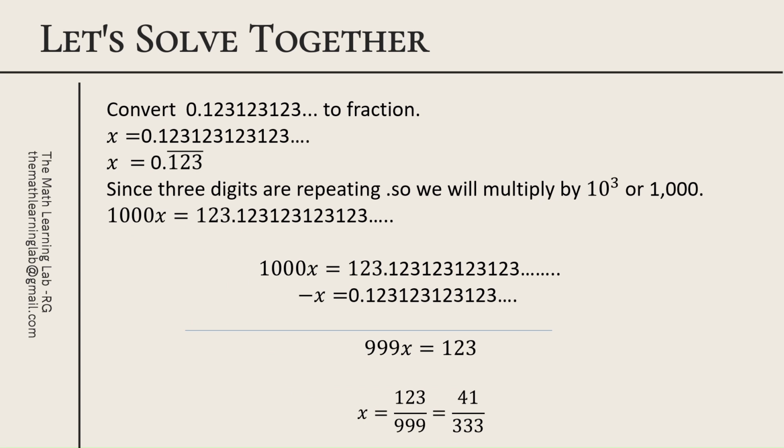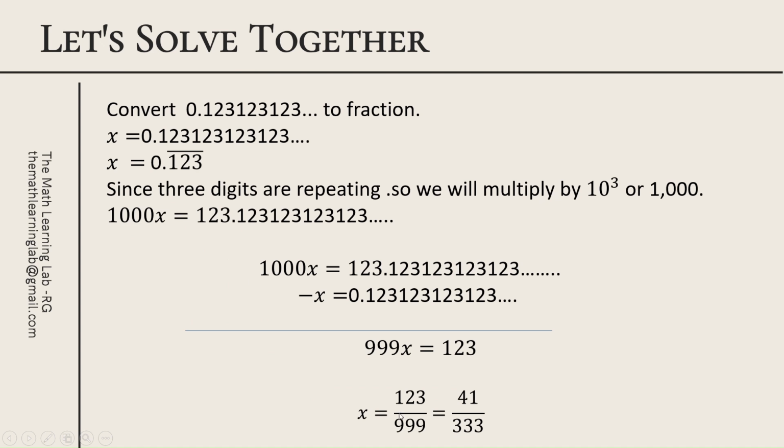Let's try another problem. Here three digits are repeating. 0.123 repeating. So you can think of 0.123, 123, 123, 123. After the decimal, three digits are repeating, so I need to multiply by 10 to the power 3, which is 1000. So 1000x is equal to 123.123, 123, and so on. I subtract my initial equation from the second equation, which gives me 999x is equal to 123. Now I solve for x.